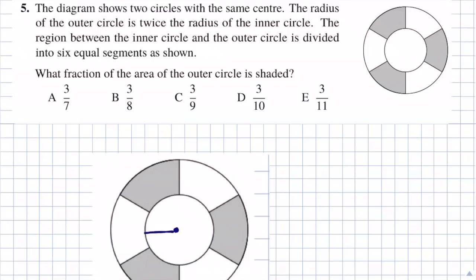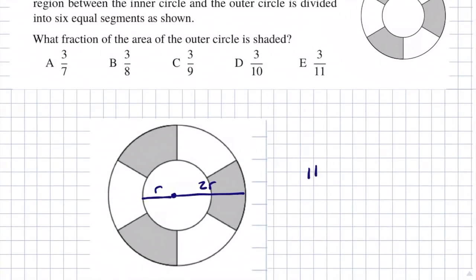So we know that the radius of the larger circle is twice the radius of the smaller circle. So if I say the radius of the smaller circle is R, then the radius of the larger circle is going to be 2R. So what do we know? Well, we know that the area of this whole circle is going to be pi multiplied by the radius of the whole circle, which is 2R, and that's all squared. So we get an answer of 4R squared pi for the area.